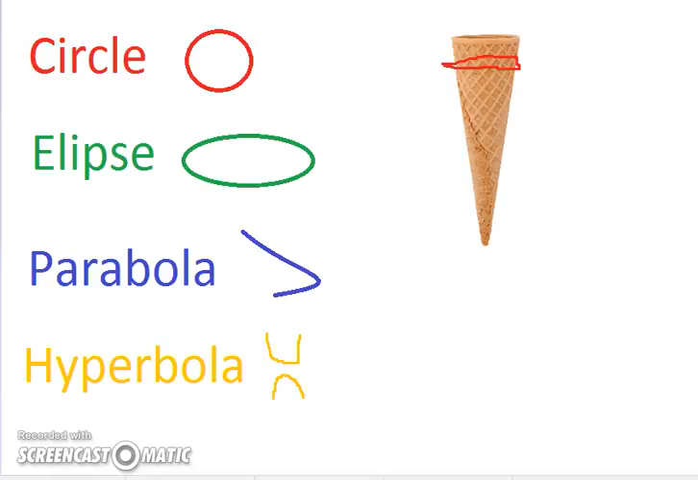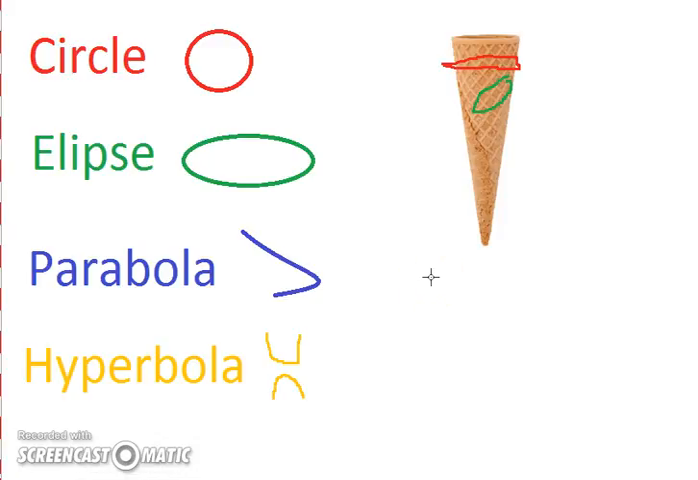If you were to cut it along like this in more of an ellipse shape, when you looked at this section that you had just cut out, it would look something more like this. It wouldn't be as round, it would be more of an oval shape. You can also see these in other objects as well.